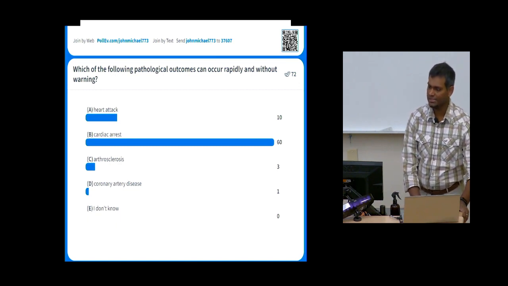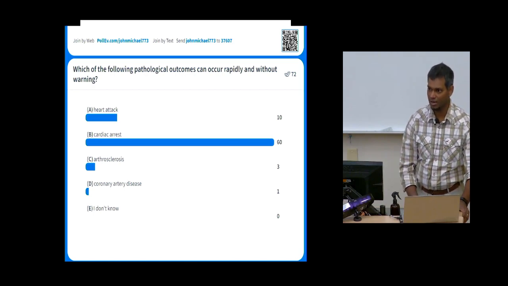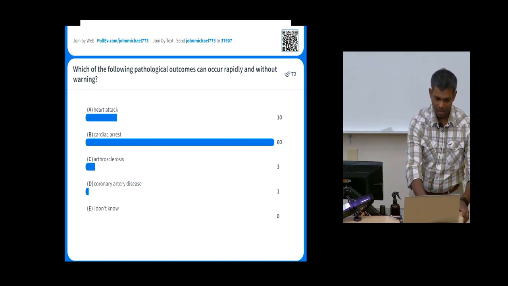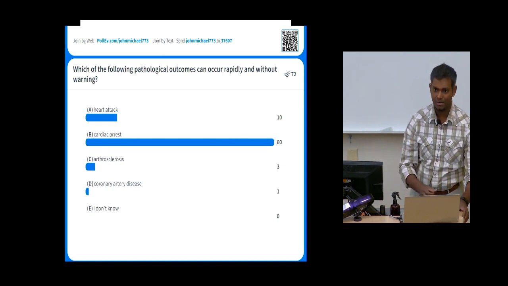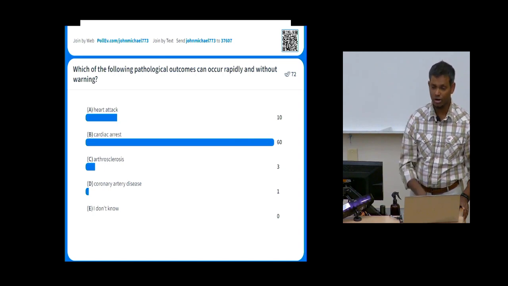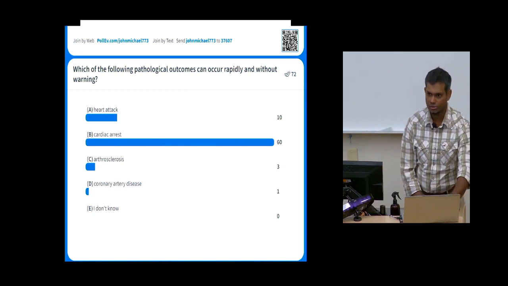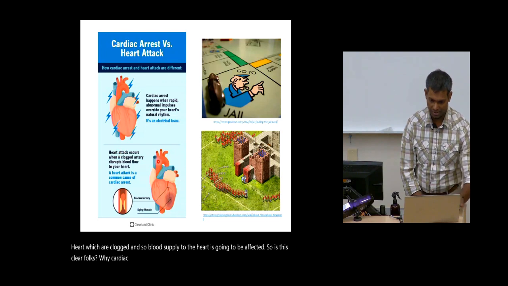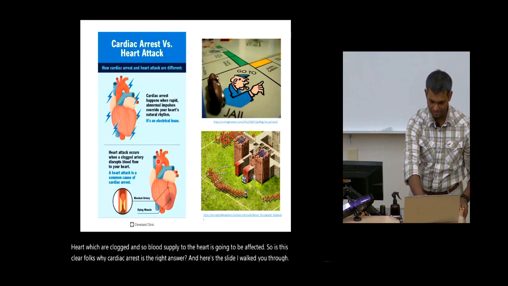So cardiac arrest is an electrical problem, whereas a heart attack is the blood vessels being clogged and you have less blood being delivered. And atherosclerosis is just referring to the buildup of plaque on blood vessels. It can happen all over the body, right? Whereas coronary artery disease is where you have the blood vessels in the coronary artery. So these are the blood vessels of the heart which are clogged, and so blood supply to the heart is going to be affected. So is this clear, folks? Why cardiac arrest is the right answer? And here's the slide I walked you through in class.